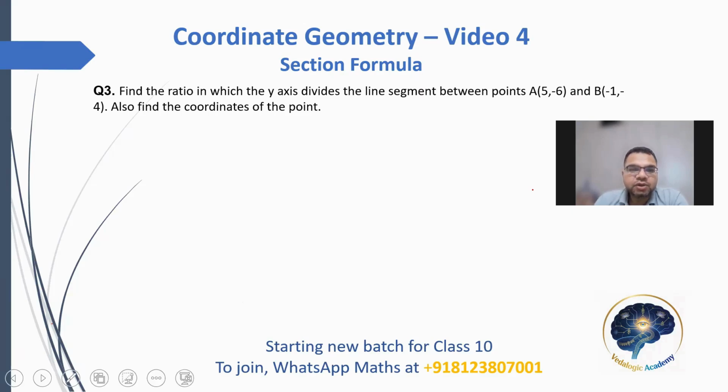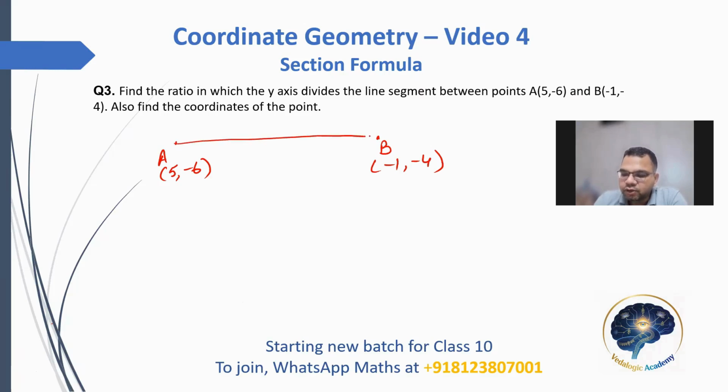So here the question is, find the ratio in which the y-axis divides the line segment joining A. So let's say this is point A, which is 5 comma minus 6. The other point is B, which is minus 1 comma minus 4. And there's a line joining these 2 points. We have to find out the ratio in which the y-axis divides this line segment.